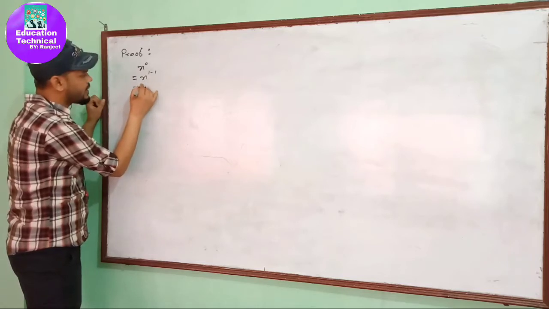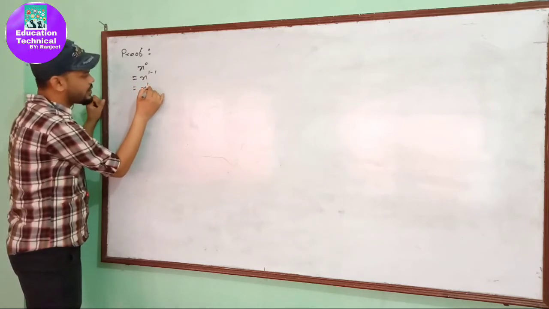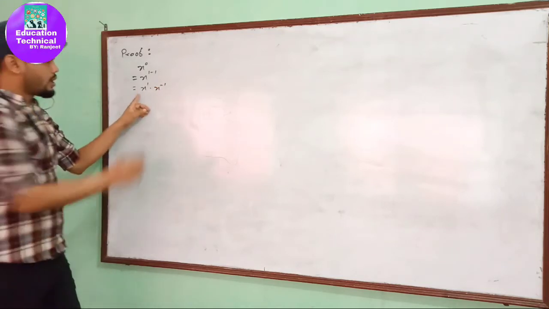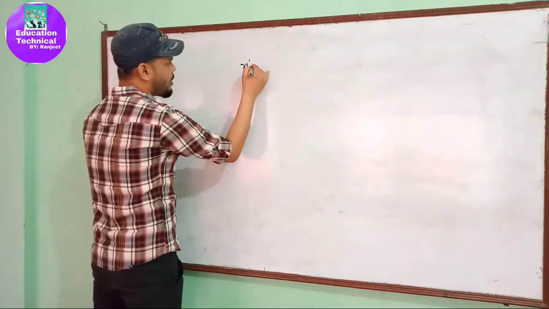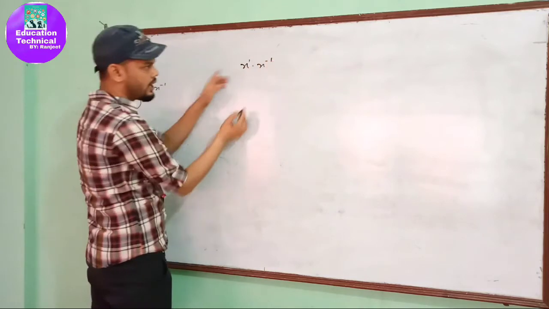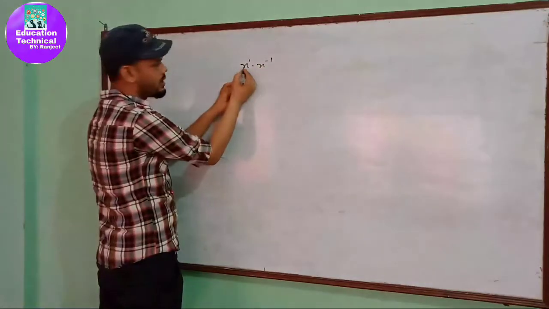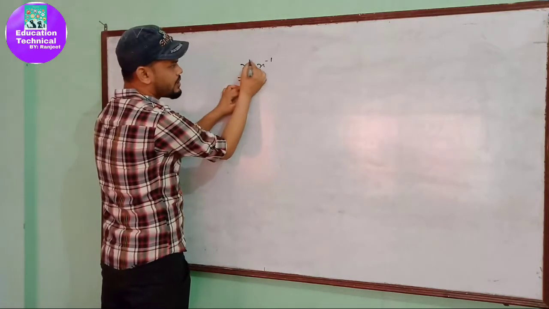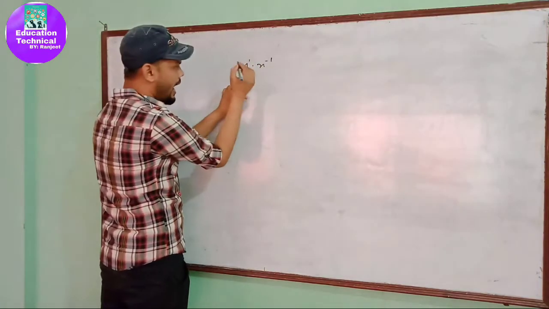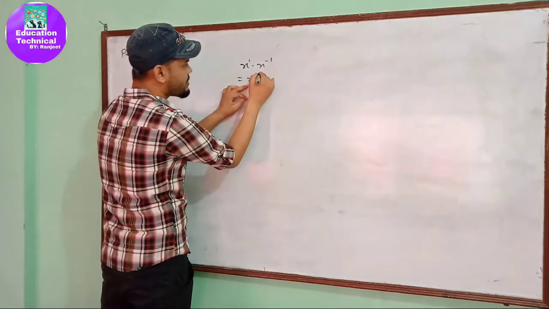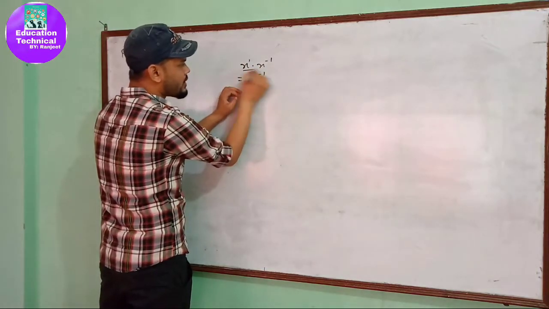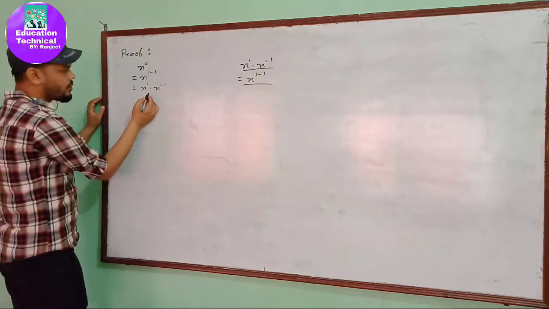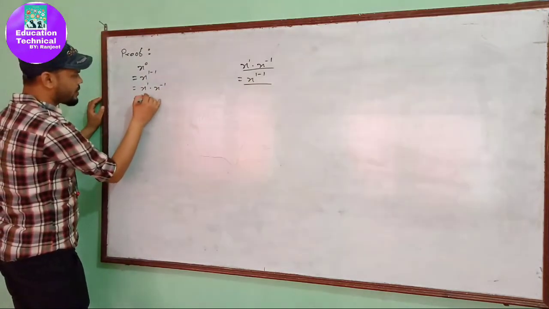That means we can write this as x power 1 dot x power minus 1. If we multiply this, then the base x is the same, so right here x. Now these powers are to be added, so 1 plus minus 1. That means this value is equal to this one. I have written the same steps here. So right here, this x power 1.